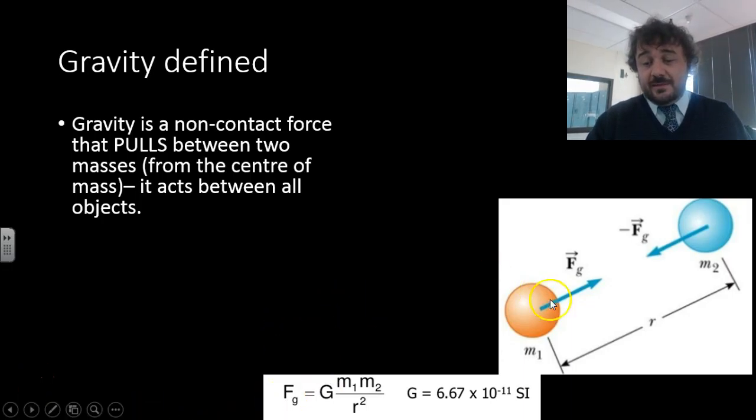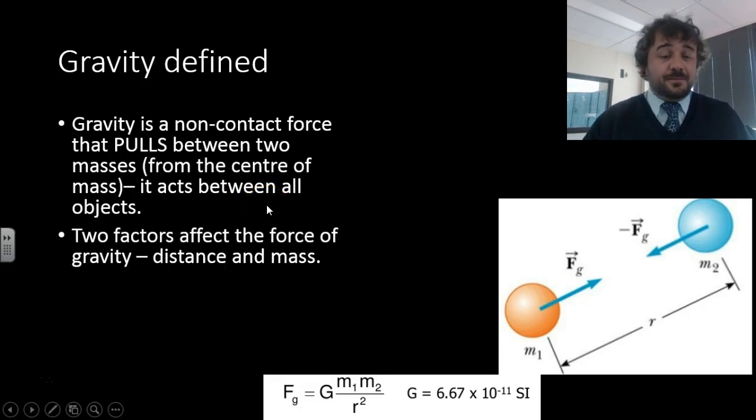So if we look down here, we'll see we've got mass A, mass B, or mass 1, mass 2, and you can see that the pull is coming from the center of mass. And it acts between all objects. So any two objects in the universe have a gravity pulling between them. There are two factors that affect it, and that is distance and mass.